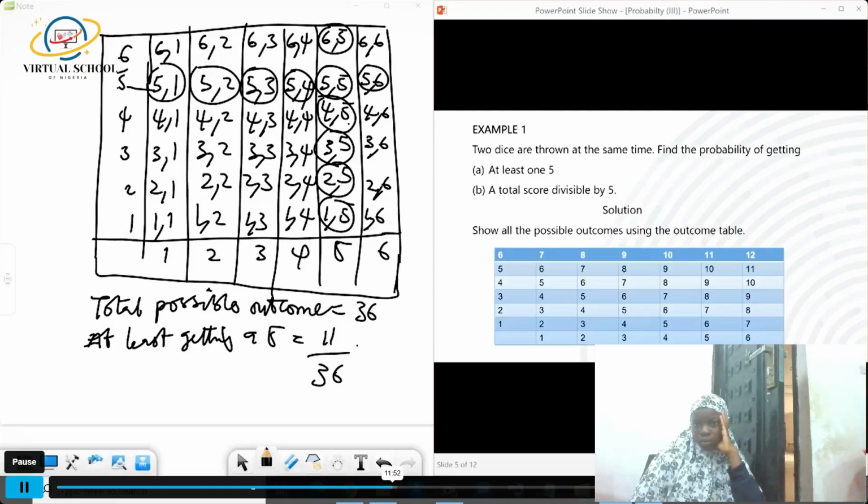I think 5 plus 5 will give me 10. Now, 5 can divide this. Which other one? We have 10. We have 6 plus 4, which is still 10. We have 4 plus 6, which is still 10. 5 can divide them. Which other one? We have 3 plus 2, which is 5. 5 can divide that. Then we have 2 plus 3, which is still 5. 5 can divide this one. 4 plus 1, 5 can divide this.